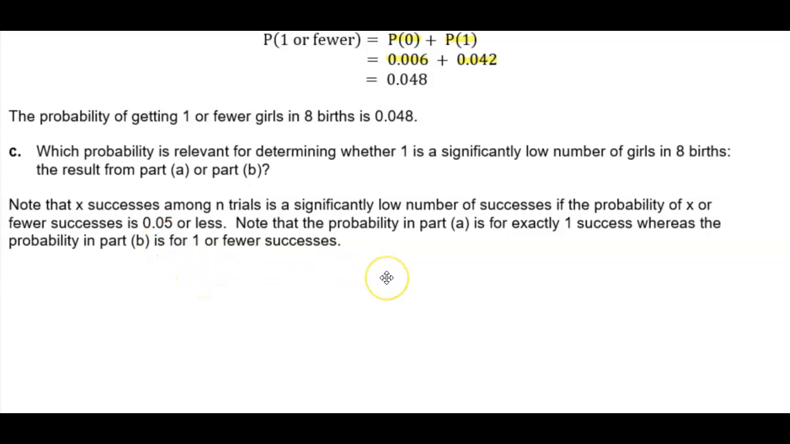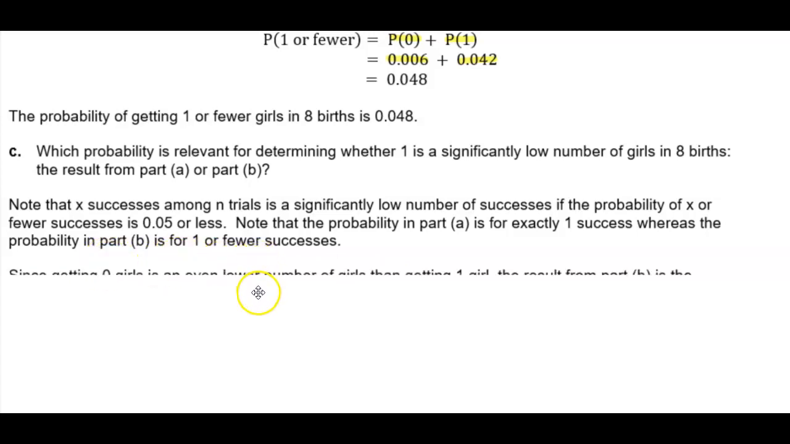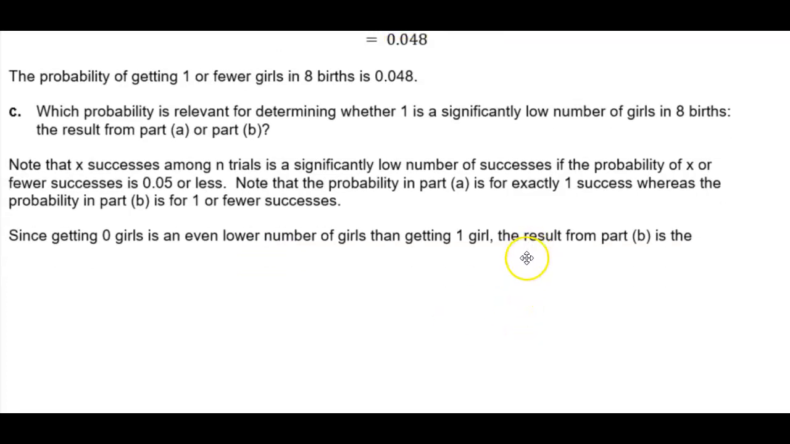Note that the probability in part A is for exactly 1 success, whereas the probability in part B is for 1 or fewer successes. Since getting 0 girls is an even lower number of girls than getting 1 girl, the result from part B is the relevant probability.